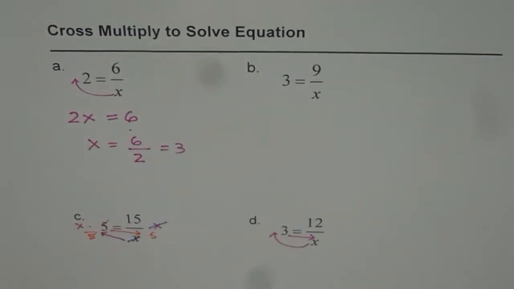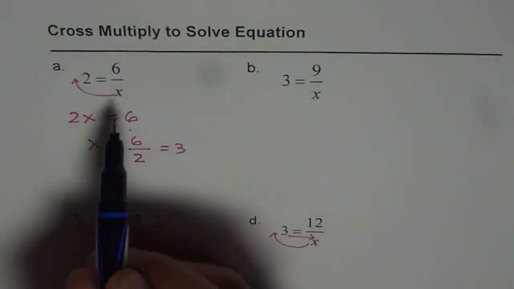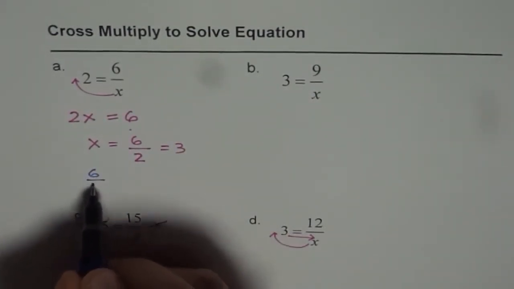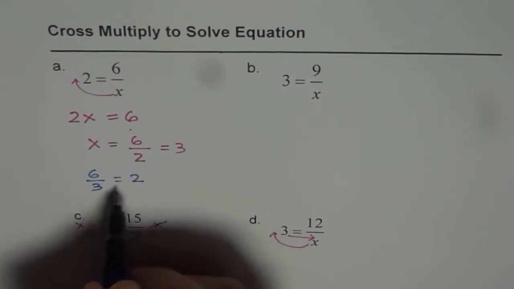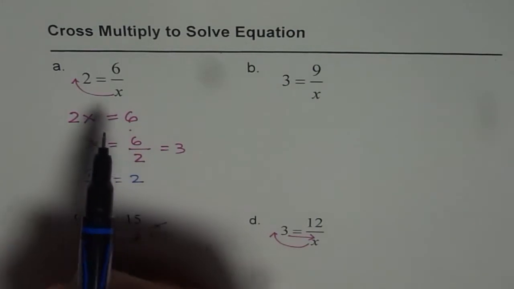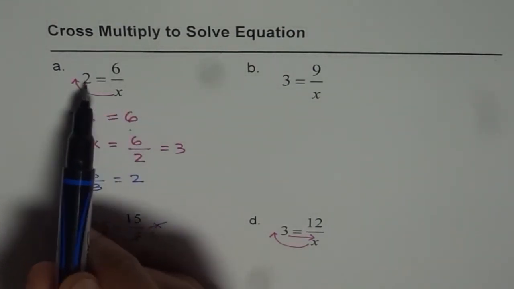Well, you can check your answer. To check the answer, if you place x equals 3 here, what do you get? 6 over 3 is indeed 2, right? So that is the correct solution. Correct? So that is how we can do cross multiplication.